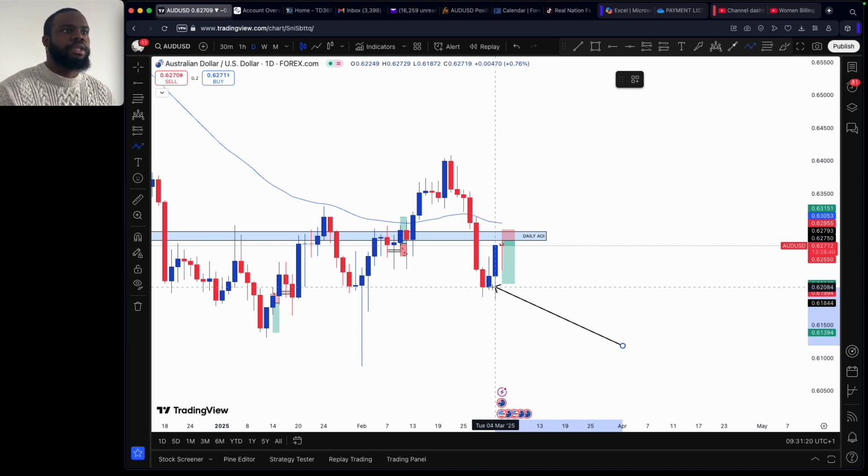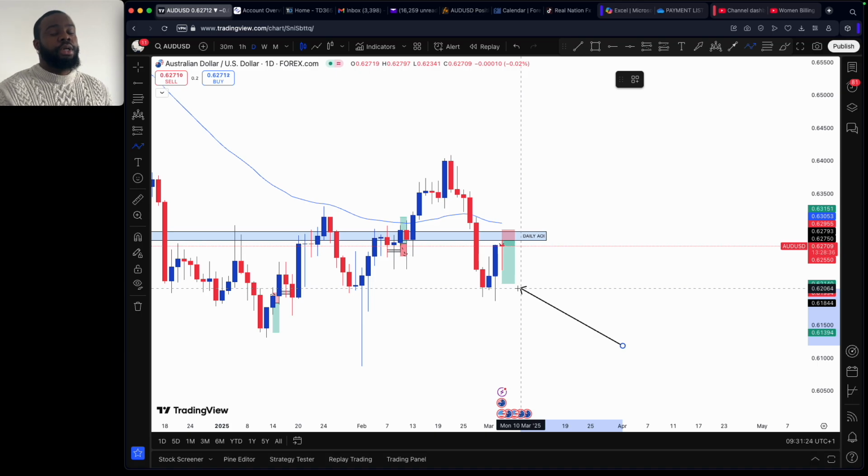So I was saying we need a pullback in order to sell this trade. But so far so good, we have not gotten any trade for the week. So that is why I want to do a trade update. Every Wednesday I'll be trying to do trade updates.